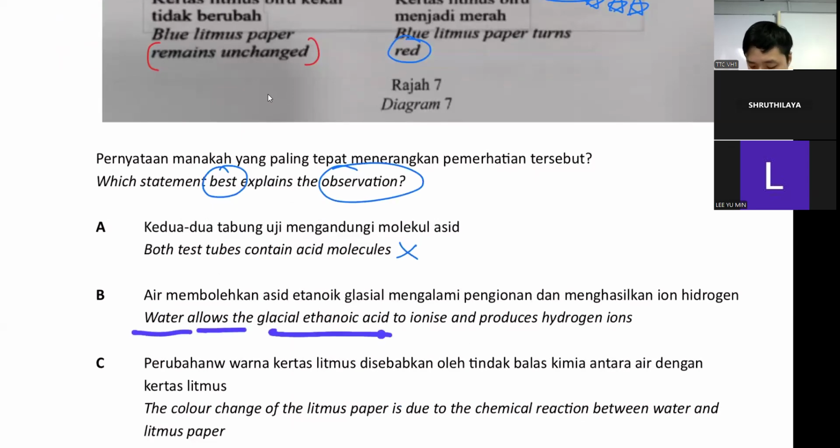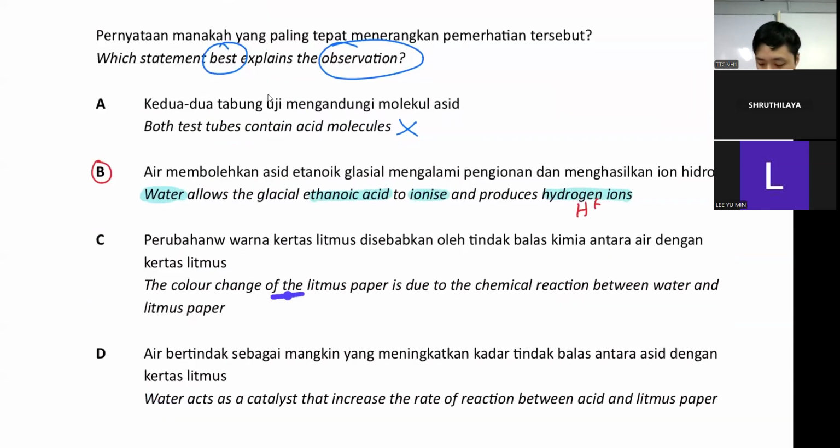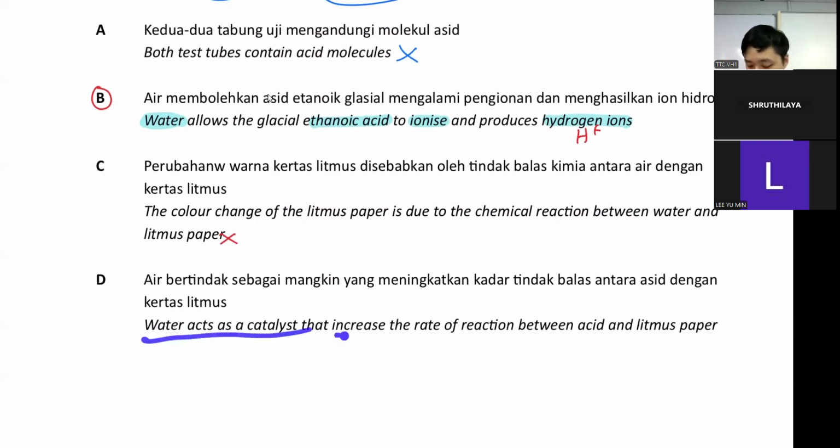Water allowed glacial ethanoic acid to ionize and produce hydrogen. Best answer B. Okay, water is very important. Water is able to make the acid ionize to produce the H plus ion. Correct. C, color change of litmus paper is due to the chemical reaction between water and litmus paper. Wrong. Nothing to do with litmus paper. We focus on the ethanoic acid. D, water as a catalyst that increases the reaction between acid and litmus paper. No, not litmus paper. So the answer is B.